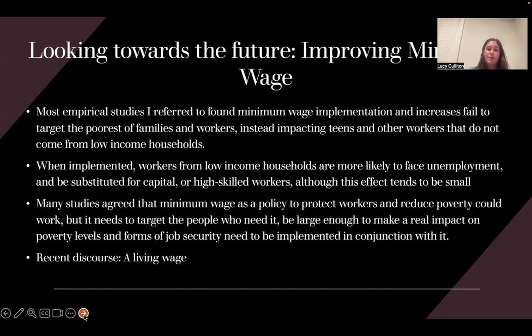So many studies agreed that minimum wage as a policy to protect workers and reduce poverty could work, but it needs to target the people who need it, be large enough to make a real impact on poverty levels, and forms of job security need to be implemented in conjunction with it. This has sparked recent discourse about a living wage, whereby people are provided a minimum wage based on where they live, so that people living in New York versus North Carolina are not being given the same minimum wage, as the cost of living is massively different. So this is a possible way for the minimum wage to transform in the future to better achieve its aims.